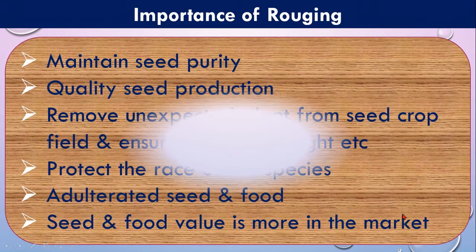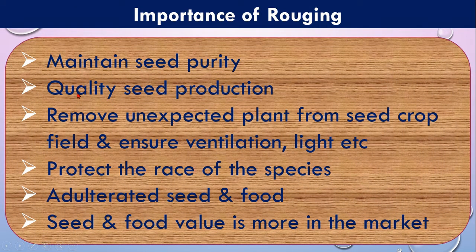So why is rogueing important? Because it maintains seed purity and ensures quality seed production. It removes unexpected plants from the seed crop field and ensures ventilation, light, etc. as well. It protects the race of the species and prevents adulterated seed, and seed and food value is more in the market. So rogueing is very, very important. The main thing is to maintain the seed purity and seed quality. So you can get the importance in your creative questions as well.